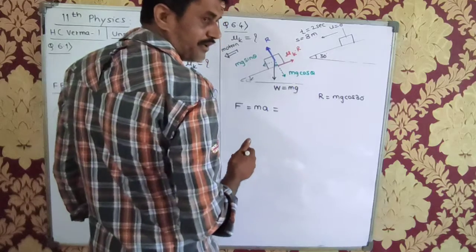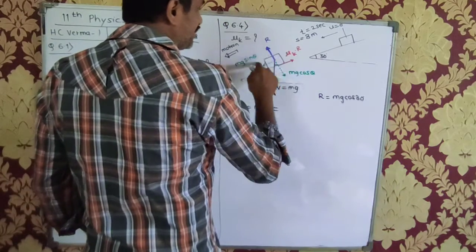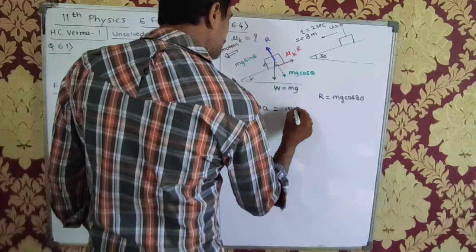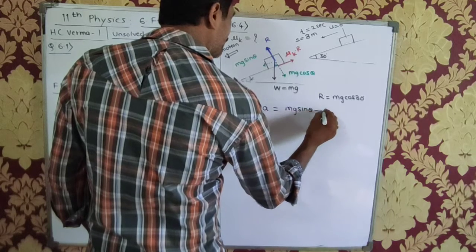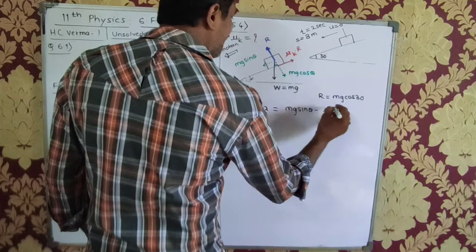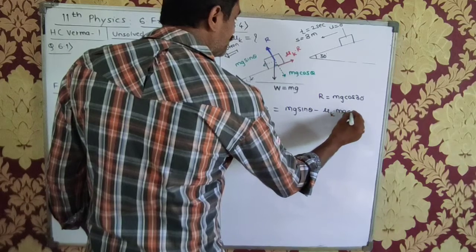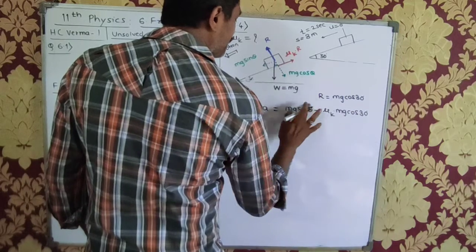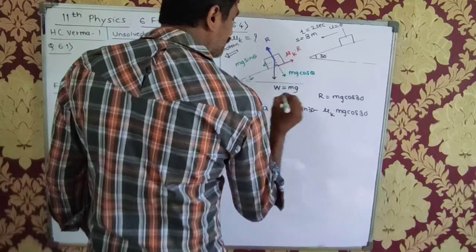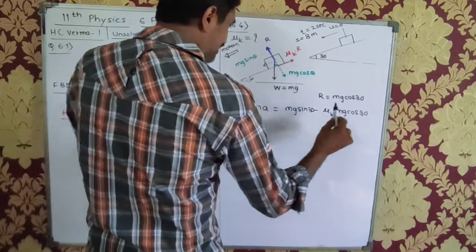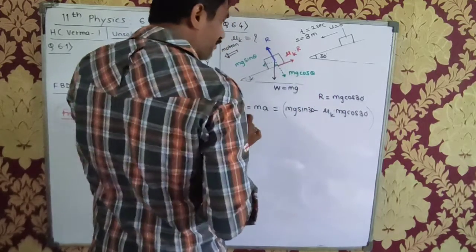That F is equal to ma. This force is more than this force. By how much is it more? It is more by mg sin theta minus mu k times R. R is mg cos 30, and here let me say mg sin 30. Yes or no? Yes. Now, this is the resultant force, and that force is equal to ma.